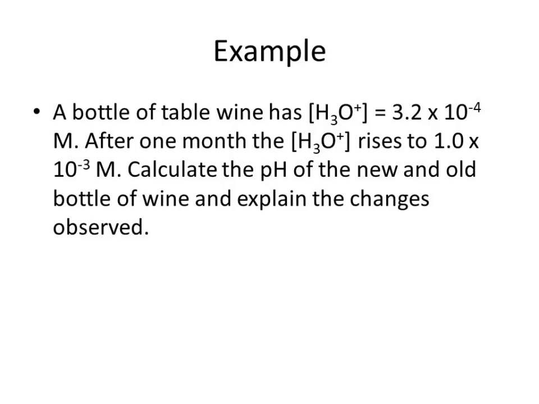All right, now let's practice some pH calculations. Remember, pH is the negative log of that hydronium ion concentration. So we've got a bottle of table wine that started off with a hydronium ion concentration of 3.2 times 10 to the negative fourth. Let it sit, and after 1 month, it rose to 1.0 times 10 to the negative third. I want to calculate the pH.